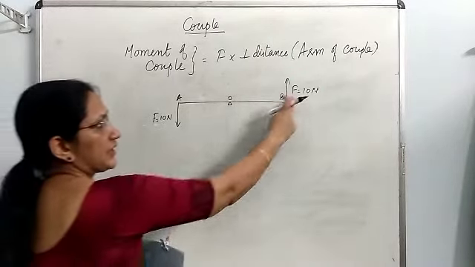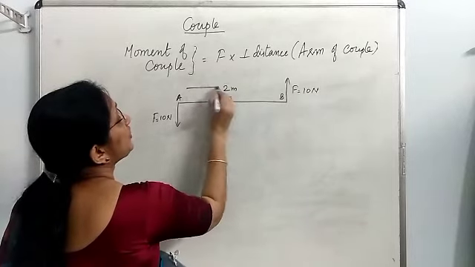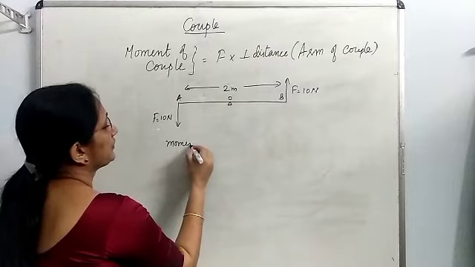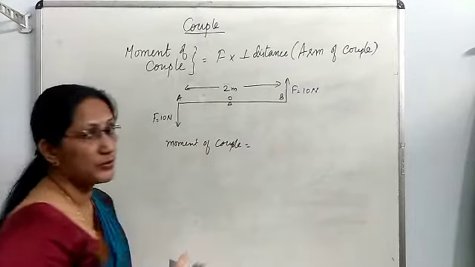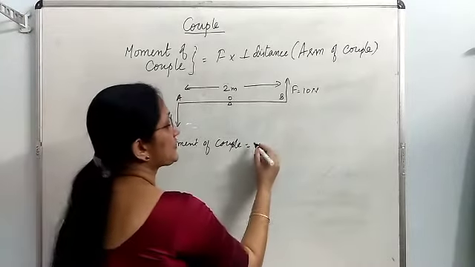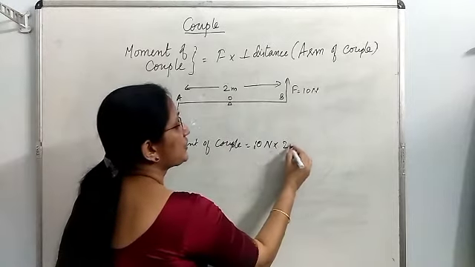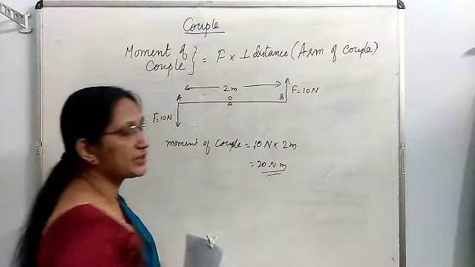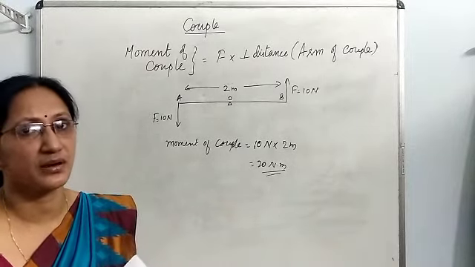Same question. 10 Newton is the force. Suppose this distance AB is 2 meter. This total distance is 2 meter. How will you find the moment of the couple? Moment of a couple is equal to force, one force you have to consider. 10 Newton is the force into perpendicular distance 2 meter. So 20 Newton meter. In case of a couple, both the forces will produce moment in the same direction.